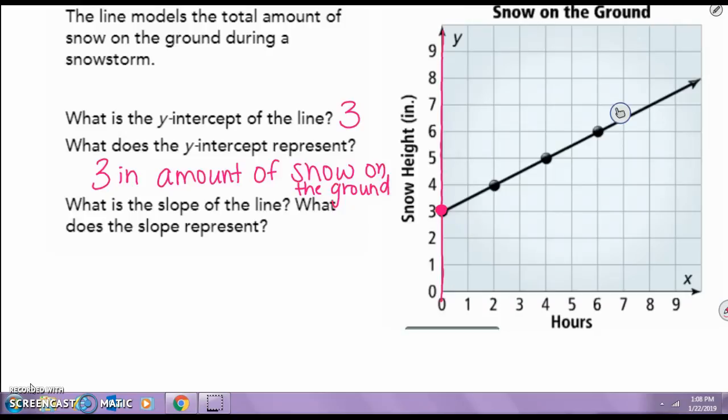Our second question, what is the slope of the line? Remember, to figure out slope, we are trying to find our unit rate or constant of proportionality. So for our slope, we are going to look at our 2 points and figure out the difference between them. So we have 1 point here, that's at (0, 3), and we have 1 point here that is at (2, 4).